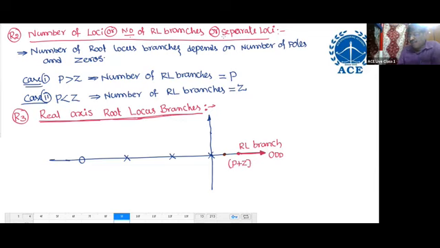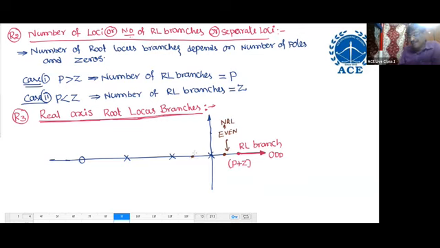No pole, no zero to the right of this point. How many poles? No pole. How many zeros? No zero. That means P plus Z is 0. Zero means even. Even means no root locus. Now take a point, count right.